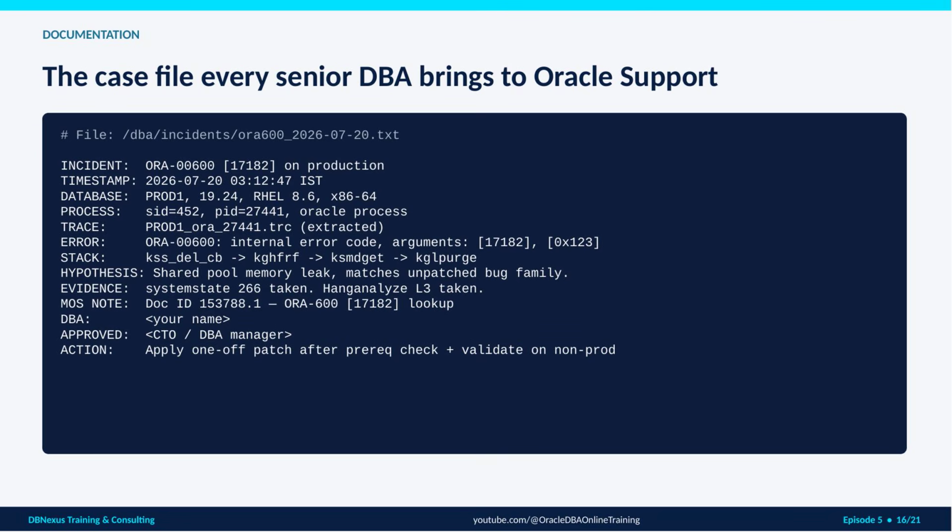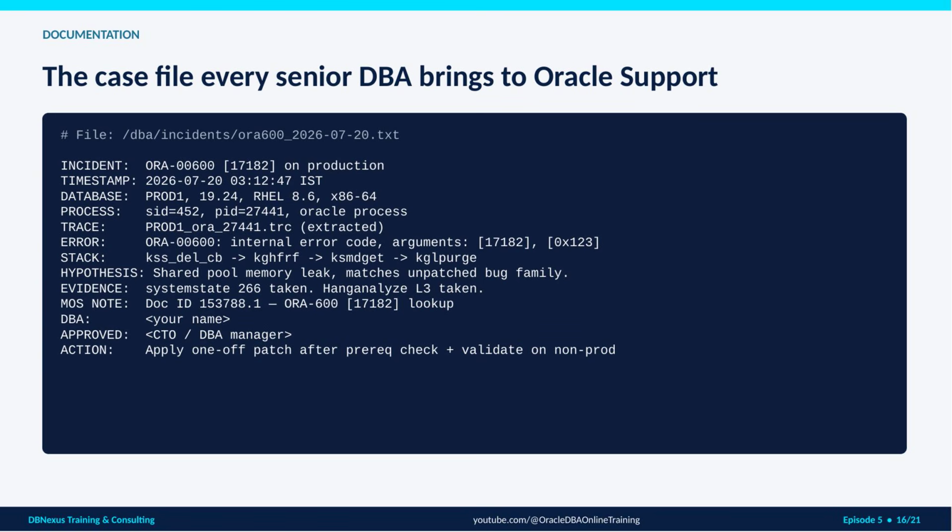Incident: ORA-600 bracket 17182 on production. Timestamp, database name, version, OS version, platform, process ID, the error line verbatim. Copy paste from the alert log, do not paraphrase. The stack, top 3 frames only: KSS_DEL_CB arrow KGHFRF arrow KSMDGET. That's what a senior DBA scans in seconds.